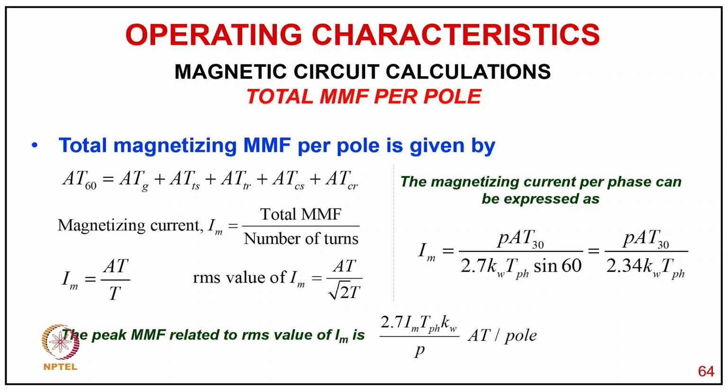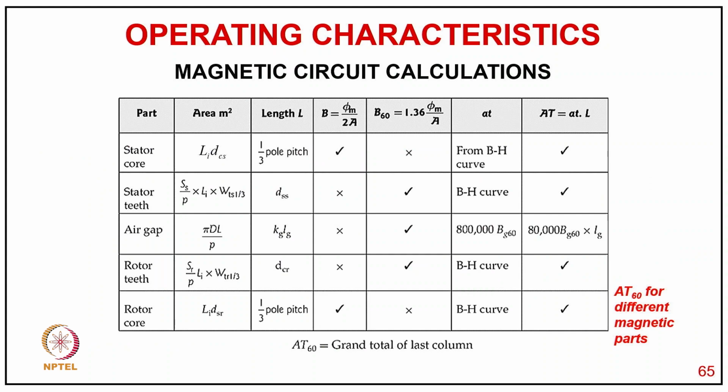The RMS value will be Im equal to AT divided by root 2 into T, and from this you can typically find out Im, the MMF current per phase, which can be calculated as P into AT60 divided by 2.7 kws Tph sin 60, kp. Here it is 22.34 kTph, and the peak MMF related to the magnetizing current is equal to 2.7 Im Tph kw divided by P ampere turns per pole. And then you can find out how the magnetic circuit calculation goes typically for the different parts.